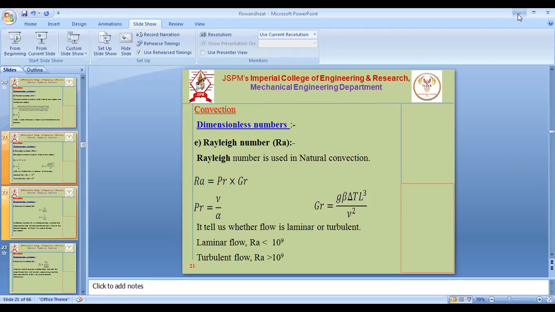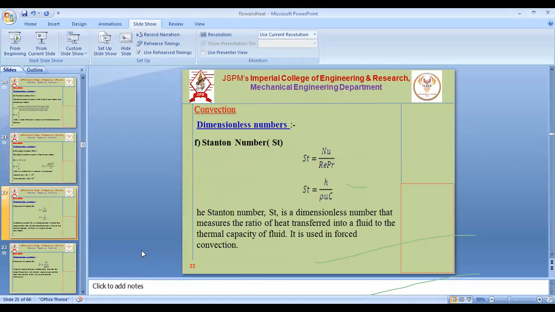Okay, it is turbulence. So what is the use of the Rayleigh number? The use of the Rayleigh number is to tell, in natural convection, whether the flow is laminar or turbulent. That is the use of the Rayleigh number.